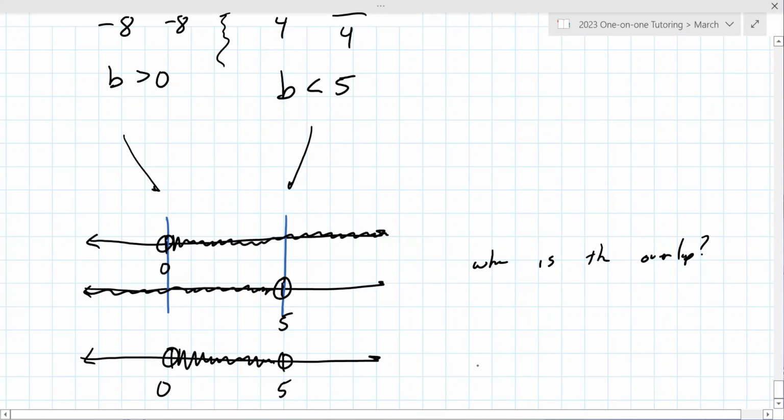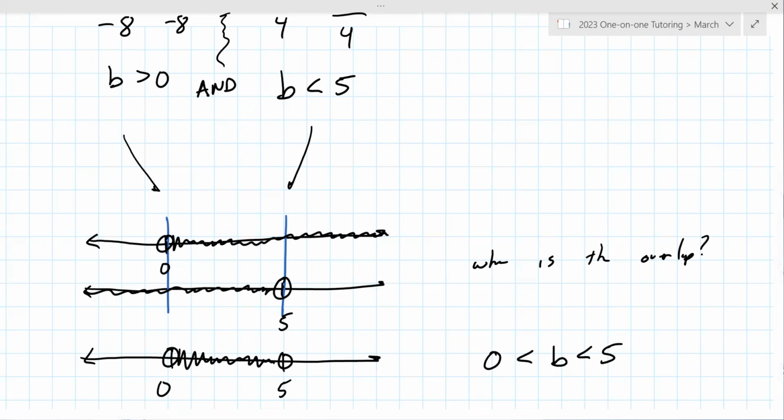So how do we write this? Well, it's 0 less than b less than 5. B is between 0 and 5. Is that what this says? Yeah, because b is greater than 0 and b is less than 5. I see. And means they're both true.